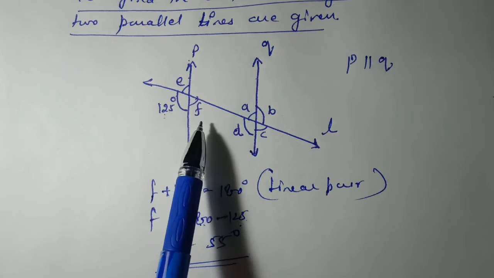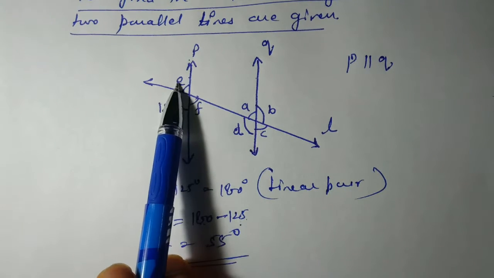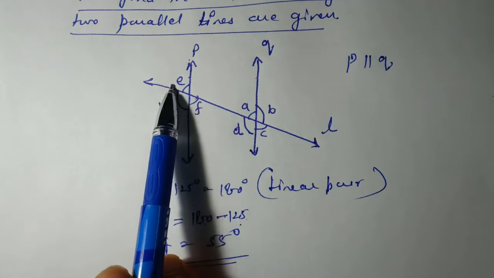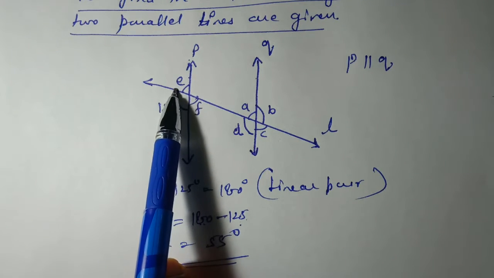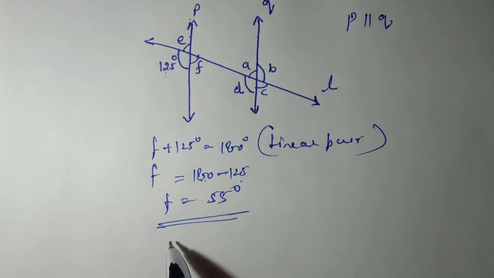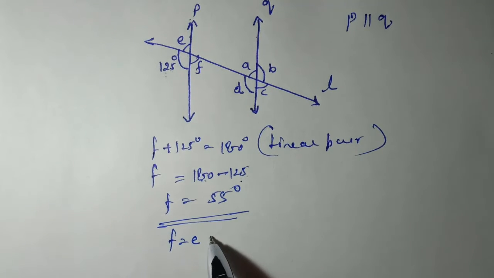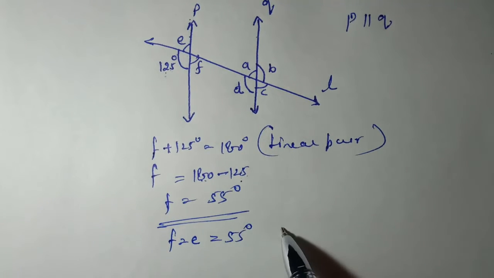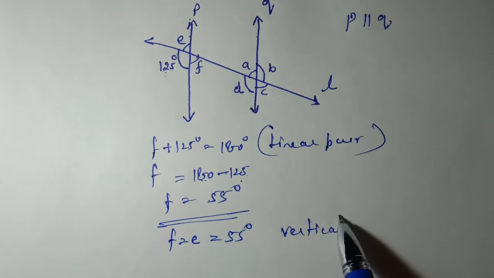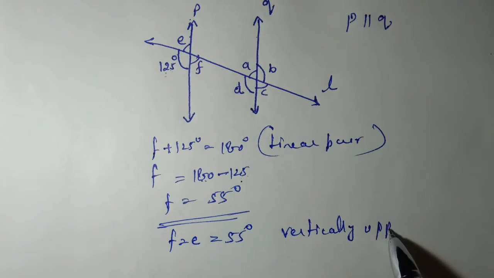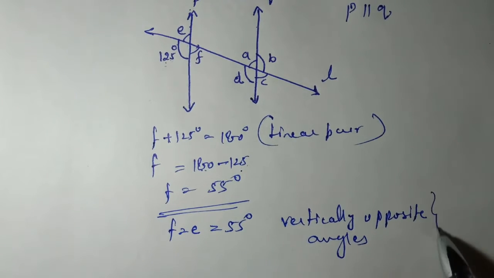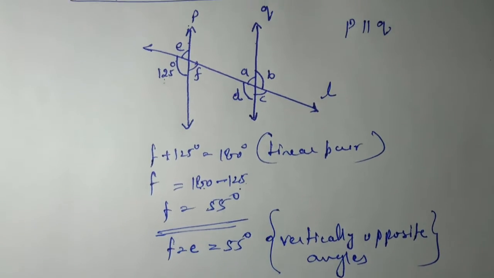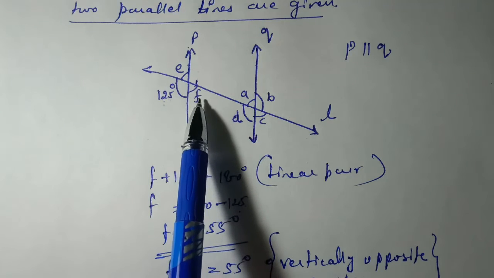Now again move to the figure. F is connected with E. If you observe, these two lines are intersecting. F and E are vertically opposite, which means both of them will be equal. So F is equal to E and both will be equal to 55 degrees, by the condition of vertically opposite angles. So we have calculated the value of F and E.